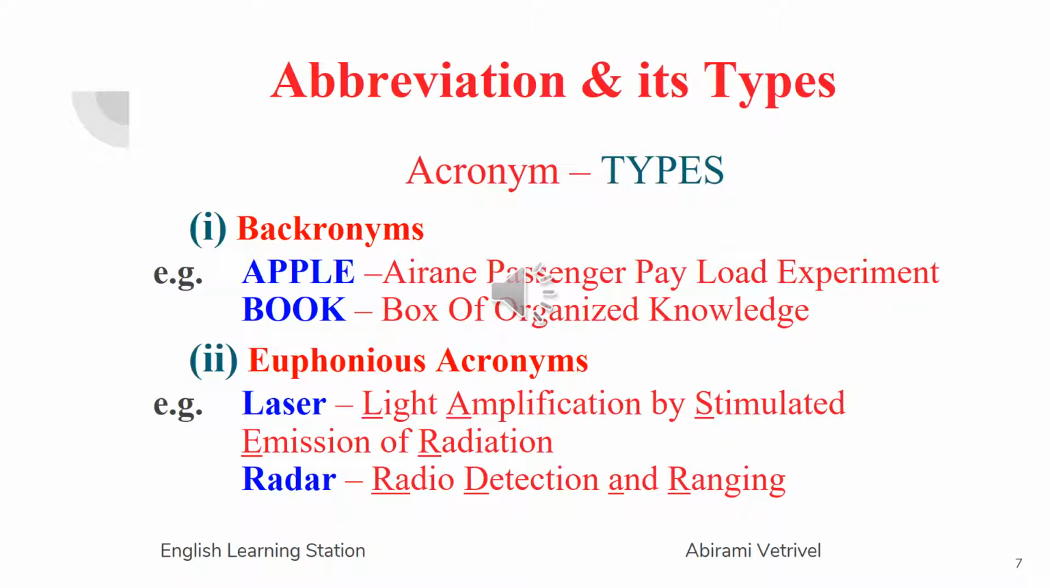The next type of acronym is euphonious acronym. Euphonious acronyms are acronyms which are constructed by adding or subtracting letters to produce a pronounceable word. Example, laser and radar.